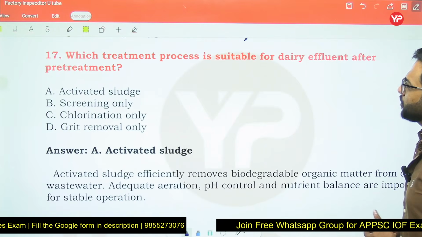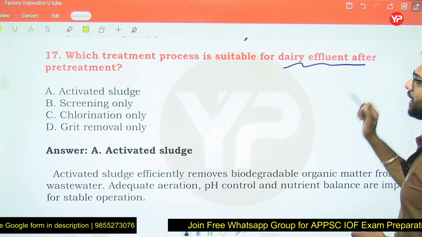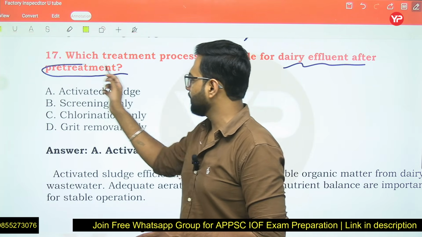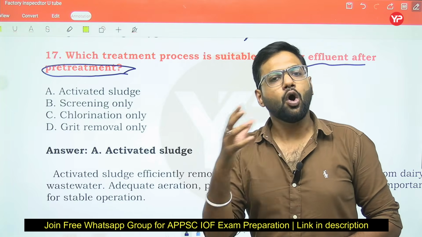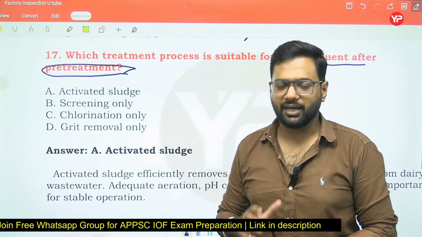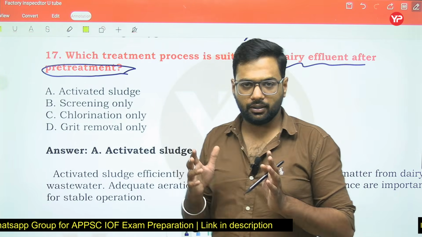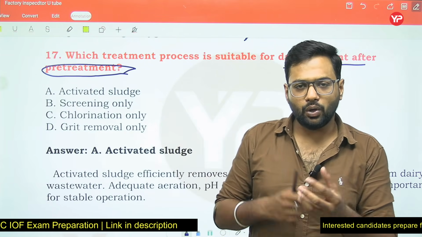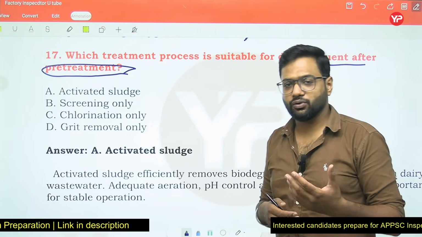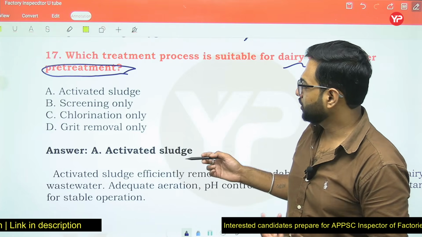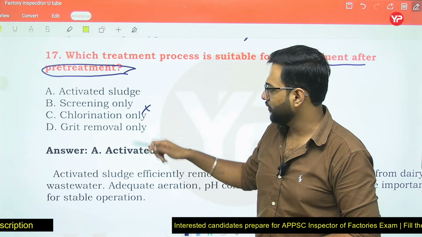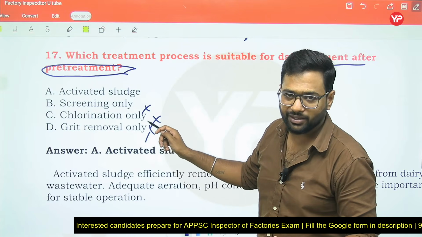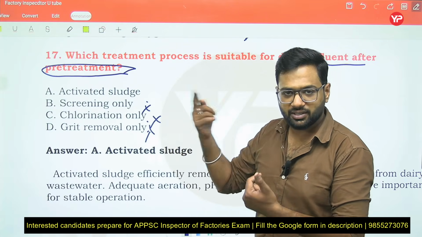Now, which treatment process is suitable for dairy effluent after the pre-treatment? In the pre-treatment, we have removed the oil and grease particles, right? But now in the dairy wastewater you have organic particles. So you have to do secondary treatment for the removal of them. This screening we cannot perform. Grit chamber, chlorination is done for the removal of microorganisms. Screening and grit chamber we have discussed earlier.